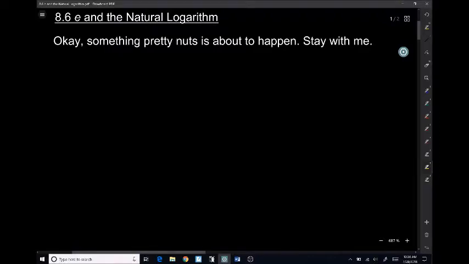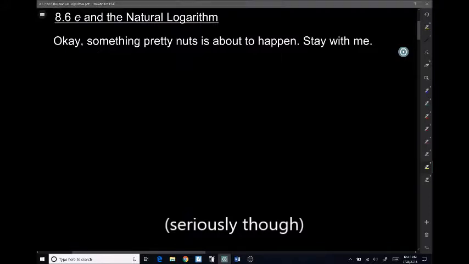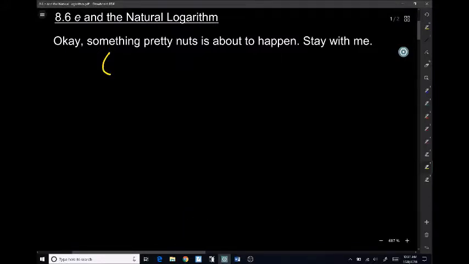Okay, here's 8.6, which is about e and the natural logarithm. Now, something pretty nuts is going to happen here, and stay with me, it's pretty crazy. Let's talk about the compound interest formula, which is 1 plus r over n to the nt, which was also multiplied by your starting principal, whatever that starting amount was. Well, we are going to take that formula and ignore the starting amount for a second, because we just want to deal with the growth.